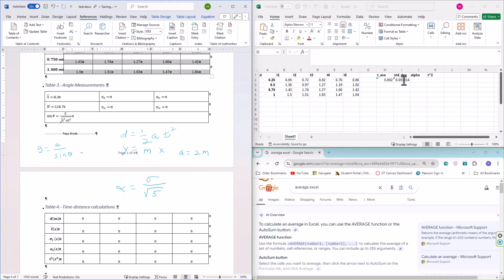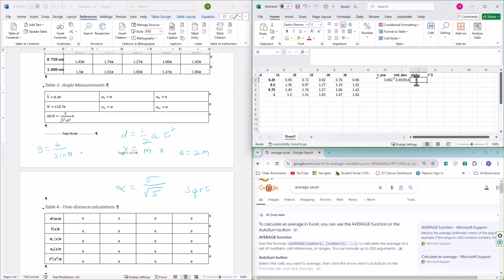Okay, the formula for square root in Excel is SQRT, and that's what we're going to be doing. So over here in Excel, I can hit equals, and I want that number right there. That's my standard deviation. I can do it just by highlighting that, divided by SQRT, parenthesis 5, close, and there we go.